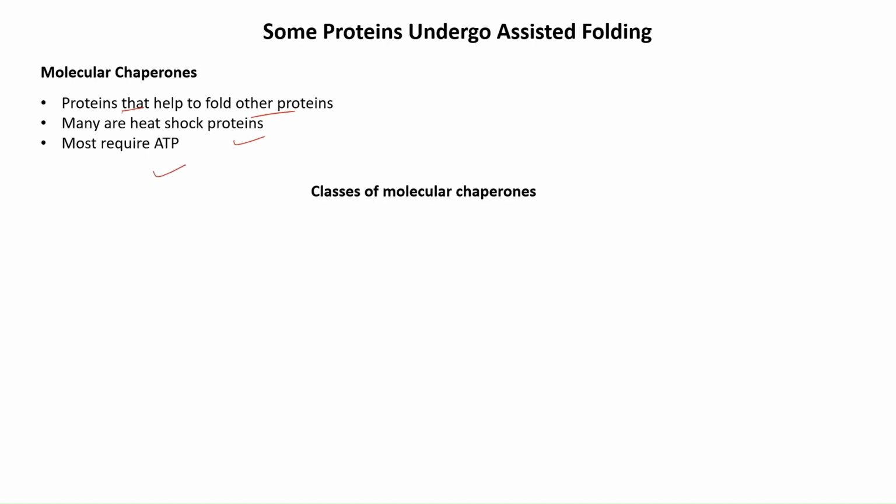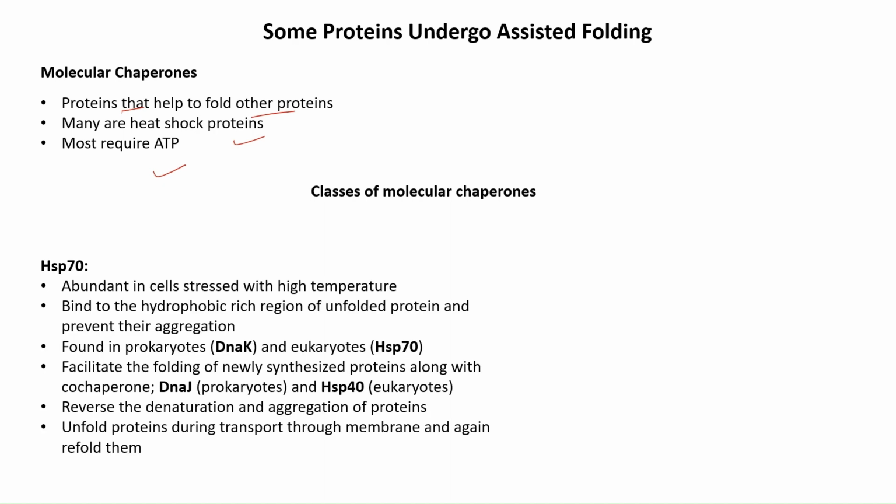There are various classes of molecular chaperones. Among these, the first one is HSP70. The letters HSP mean heat shock protein. That means these are abundant in cells that are stressed with high temperature. HSP70 binds to the hydrophobic region of unfolded protein and prevents its aggregation.